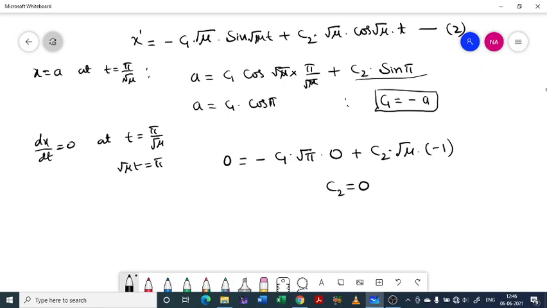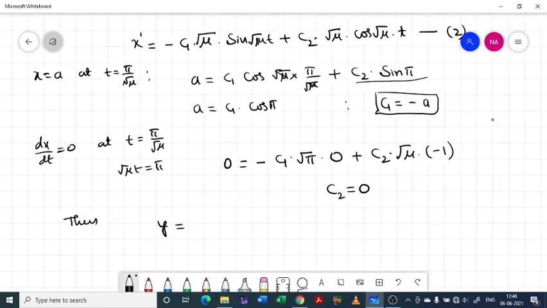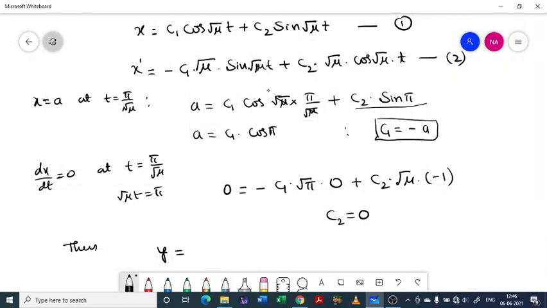c2 into root mu will be 0. So root mu is not 0, so you must have c2 equal to 0. Thus the solution, oh sorry, not y, x equal to c1, that is minus a cos root mu t. X equal to cos root mu t. So that is the solution of problem C.